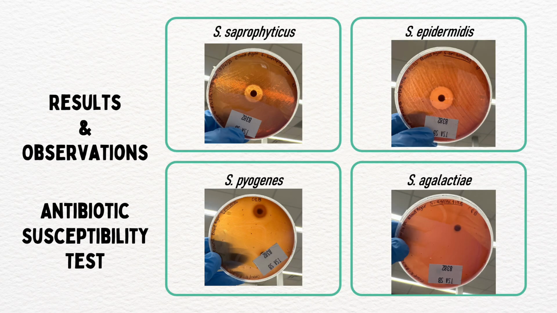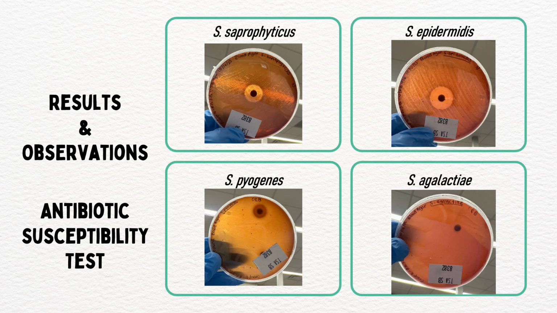Now for the results and observations of our antibiotic susceptibility test. Starting with S. saprophyticus, we saw a clear ring around the antibiotic novobiocin, which tells us that this bacteria is susceptible to this antibiotic as it was able to inhibit the growth of the bacteria in this region. The mean diameter of this ring was 1.78 millimeters. Next, for S. epidermidis, we saw a clear visible ring around the antibiotic novobiocin. This also told us that this bacteria was susceptible to this antibiotic as it was able to inhibit the growth of the bacteria in this region. The mean diameter of this ring was 2.23 millimeters.